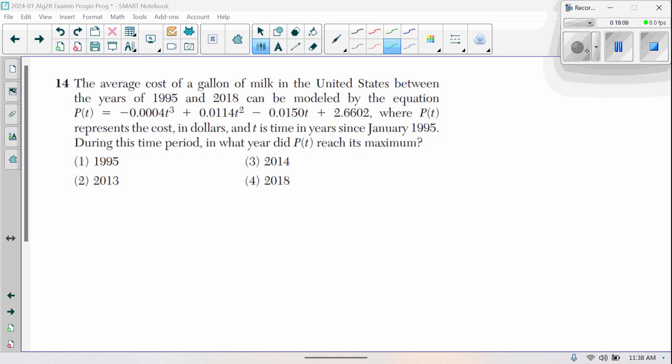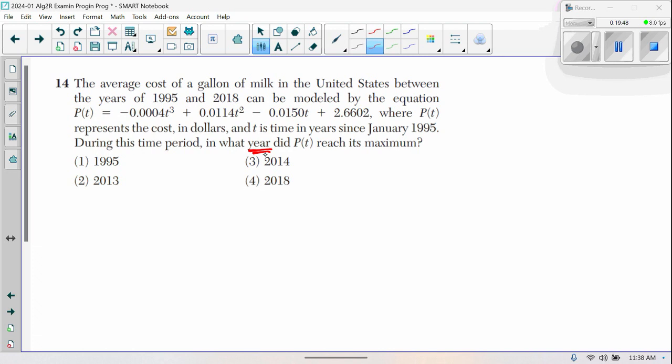Number 14, don't freak out. We're going to do this strictly in the calculator. The average cost of a gallon of milk in the United States between the years 1995 and 2018 can be modeled by this equation. P of t equals negative 0.0004 t cubed plus 0.0114 t squared minus 0.0150 t plus 2.6602, where P of t represents the cost in dollars and t is the time in years since January of 1995. During this period, in what year did P of t reach its maximum?